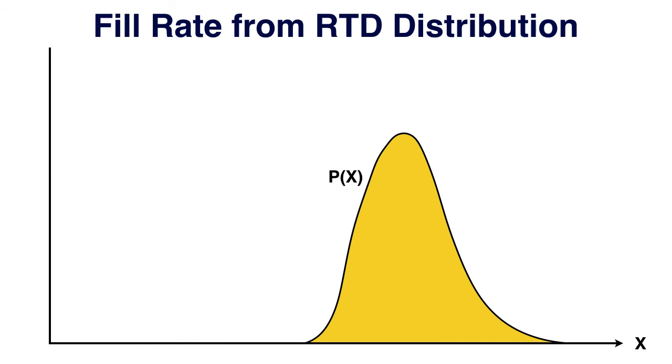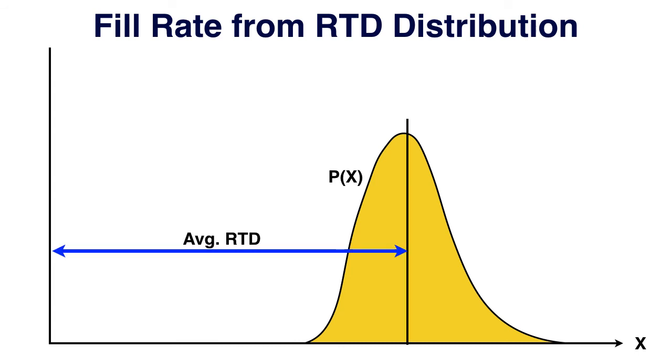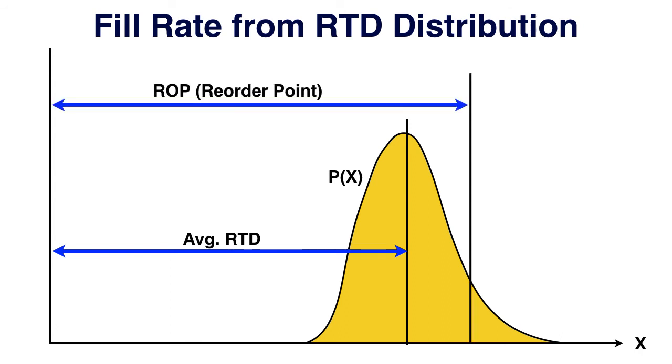Here we have the distribution of RTD, replenishment time demand. And let's say this is the average RTD, average replenishment time demand. And of course, the yellow curve is the probability distribution of the replenishment time demand. Let's say our inventory position is at the value of ROP. So these are the back orders, and this is the fill rate.